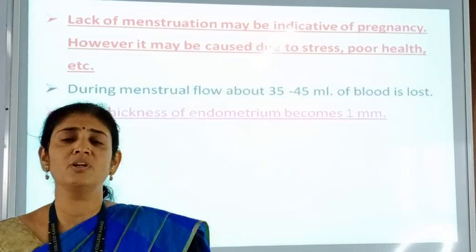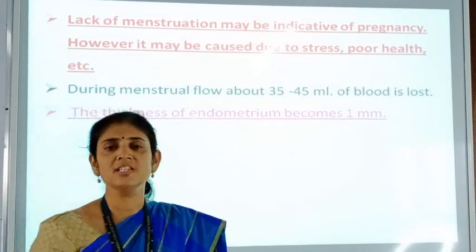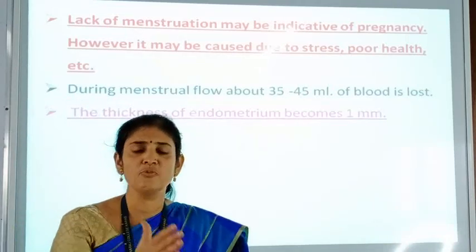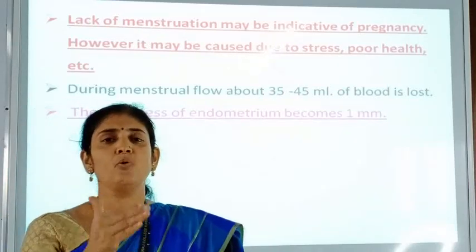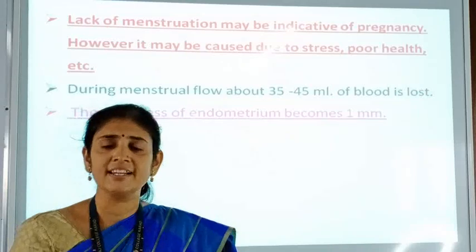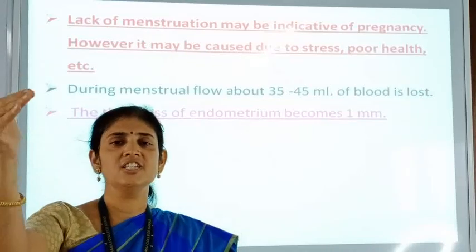So this is all about the first phase of the menstrual cycle, that is the bleeding phase or menstrual phase. During this phase the secretion of progesterone and estrogen is decreased and the prostaglandin secretion is increased.